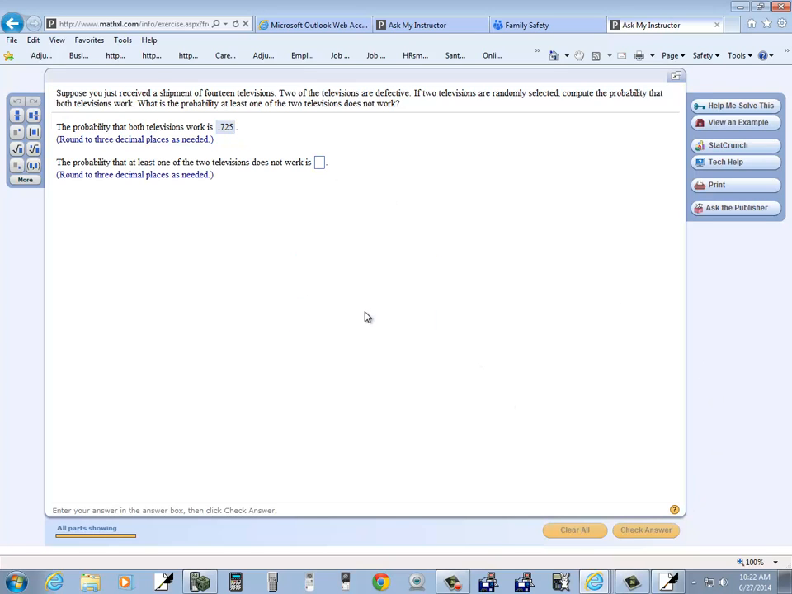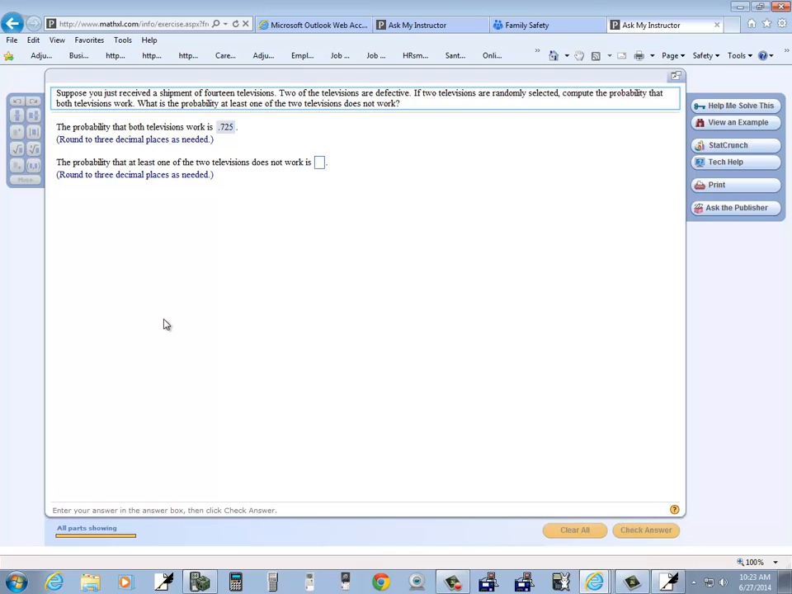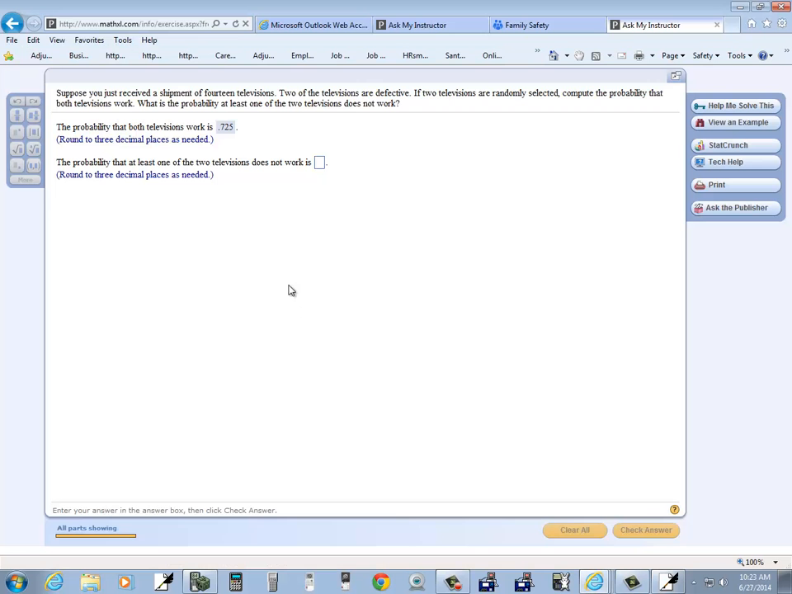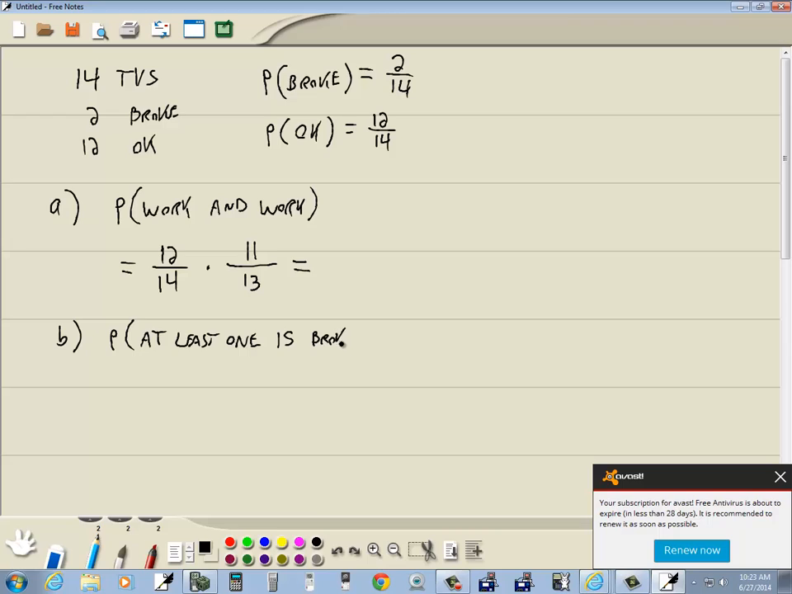Okay. Now let's look at this second thing they're asking us for. It says, what is the probability at least one... There it is. The probability at least one of the 2 televisions does not work. When it says does not work, then it's broke. So at least one is broke.